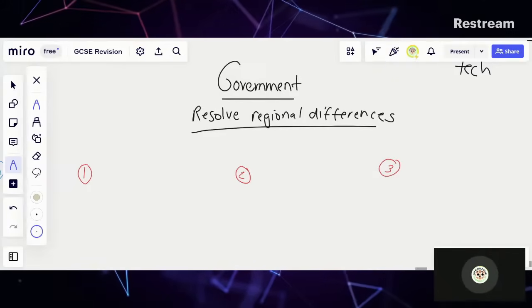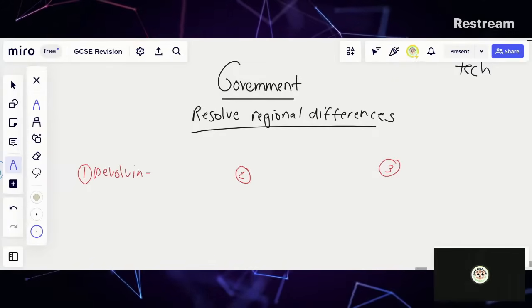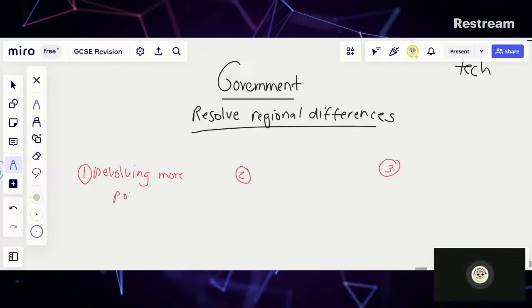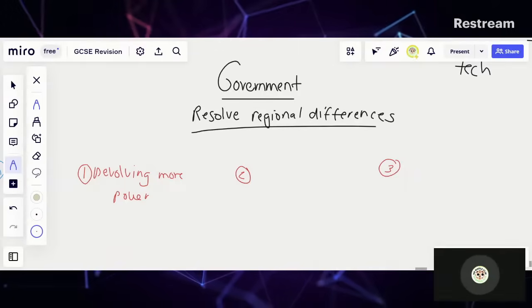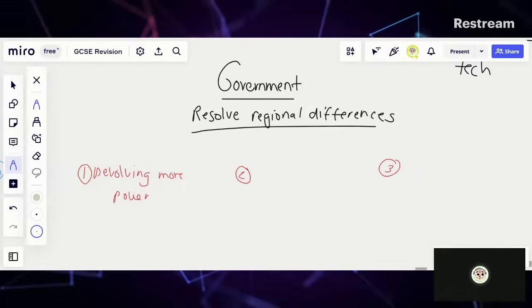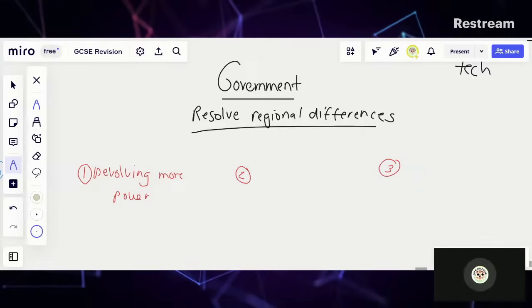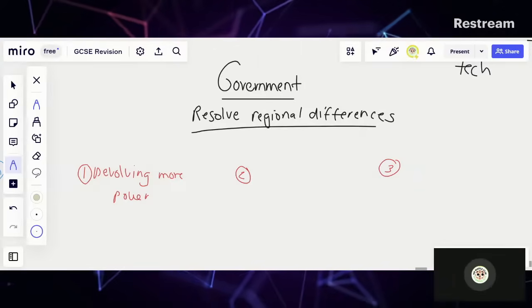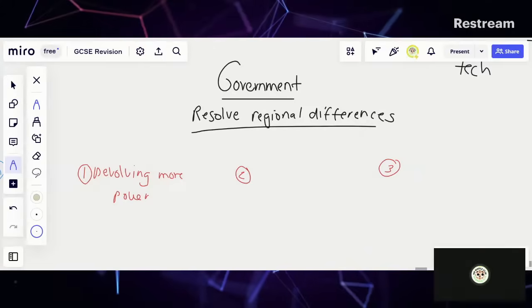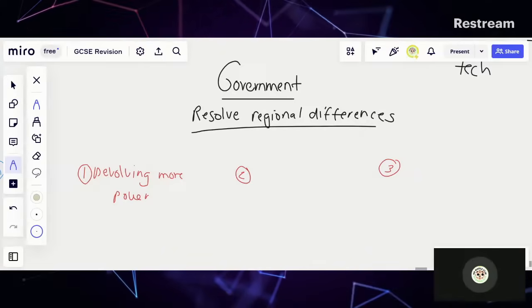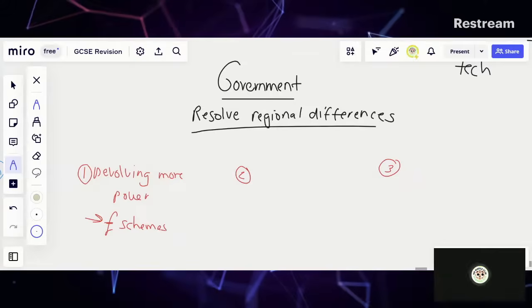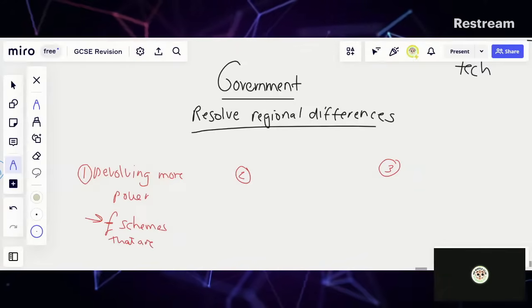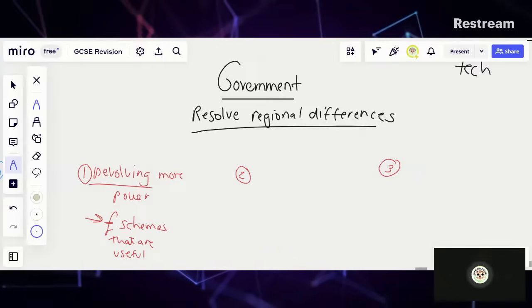So the first method is called devolving more powers. So what this just means is instead of having one central government that is located in London, controlling the whole of England, instead spreading out the power so that you have devolved governments, so that Scotland can manage themselves, Wales can manage themselves, Northern Ireland can manage themselves. And also powers can be devolved to local councils, like your local council might have a lot of power, for example. This then allows them to use money more effectively on schemes that they think are much more useful. This doesn't always work though.